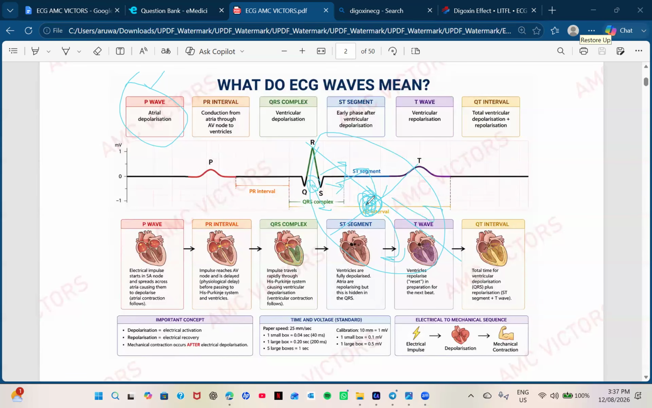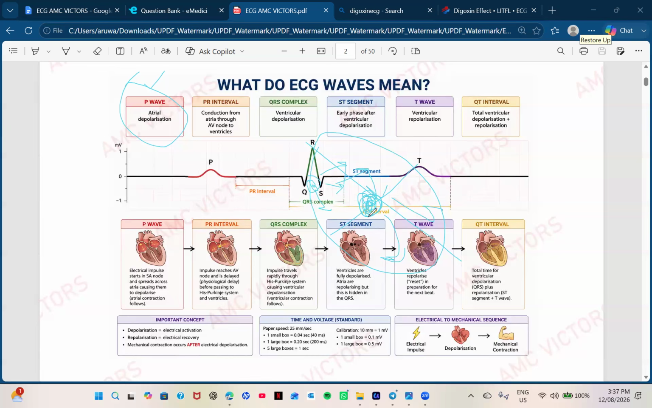This is the system that we are talking about right here. Why is there a PR interval? Because there's a small delay in the impulses reaching the AV node, then the processing and those things happen in the AV node. That's why we have the PR interval.